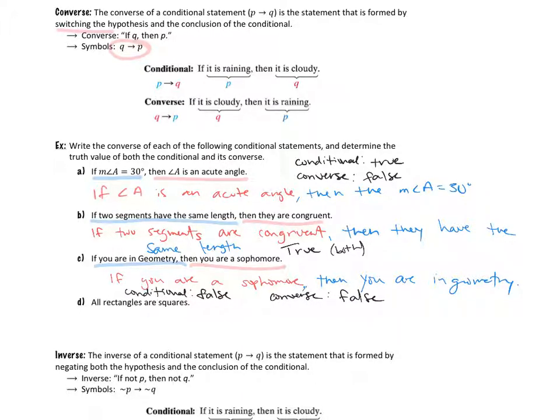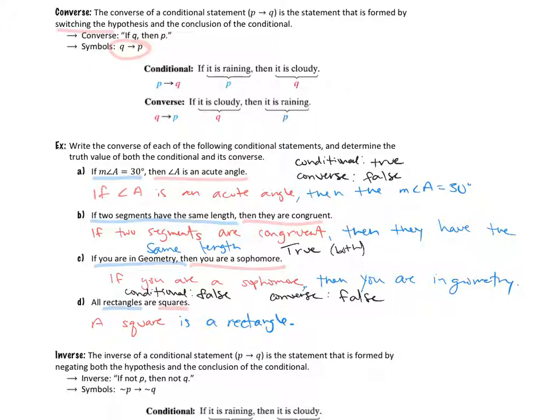All right, one more. All rectangles are squares. Well, here the hypothesis is it is a rectangle, and the conclusion is that it is a square. So let's rewrite this. So a square is a rectangle.